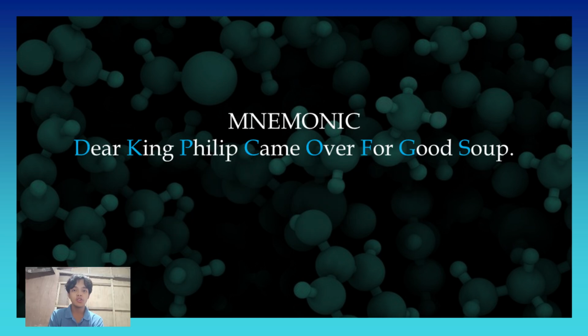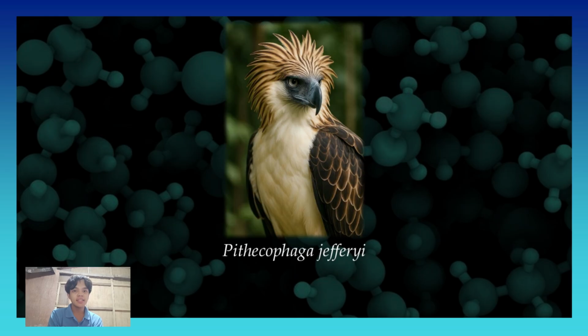So, class, to remember these taxonomic levels in order, we can use a mnemonic or whatever you like. One mnemonic you can use is: Dear King Philip Came Over For Good Soup. So let's say it together. Now, let's apply this to a local pride, the Philippine eagle. Its genus is Pithecophaga and its species is jefferyi. Based on our discussion, how should we write its scientific name on the board?